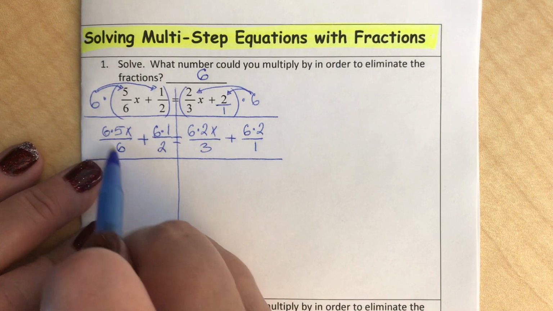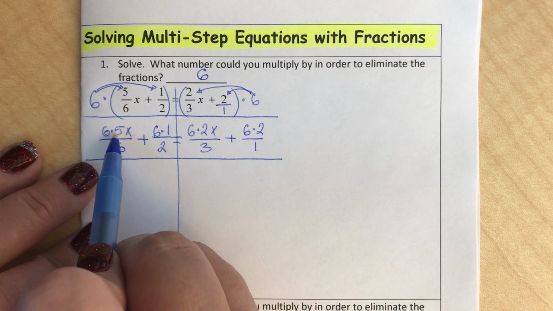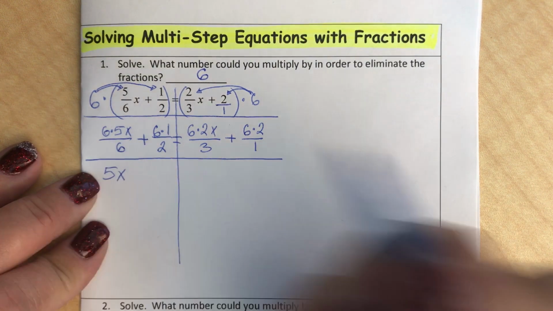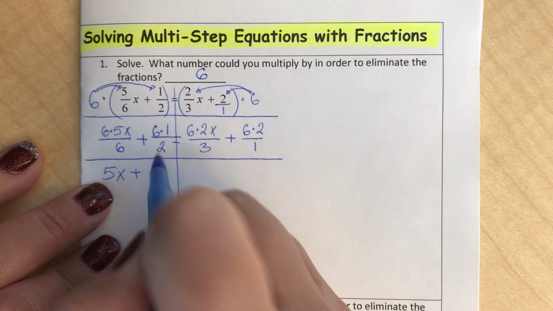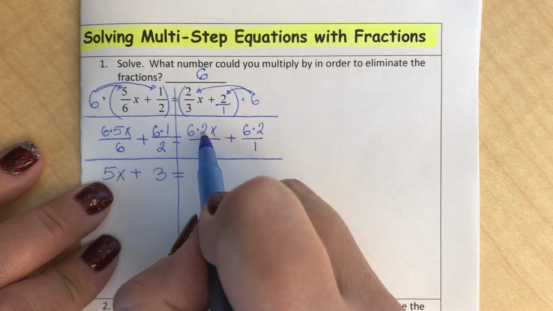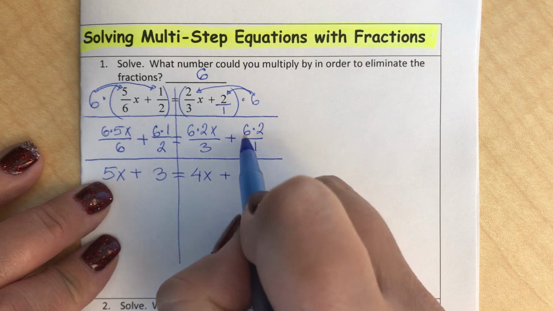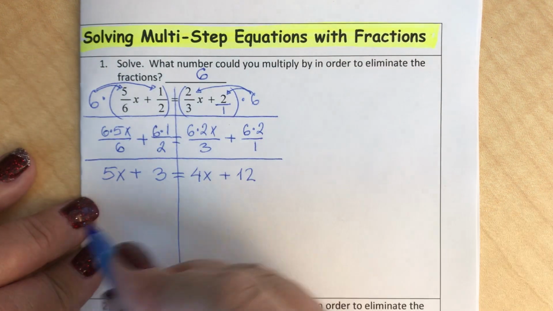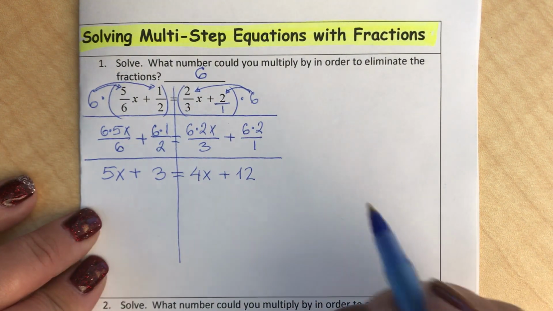For instance, 6 and 6 can be simplified right away, and that will be 5x. Or I can multiply 6 times 5, 30. 30 divided by 6 is 5x, no fraction. 6 times 1, 6 divided by 2, 3. 6 times 2, 12, divided by 3, that would be 4x, plus, and then 6 times 2 is 12. No fractions.